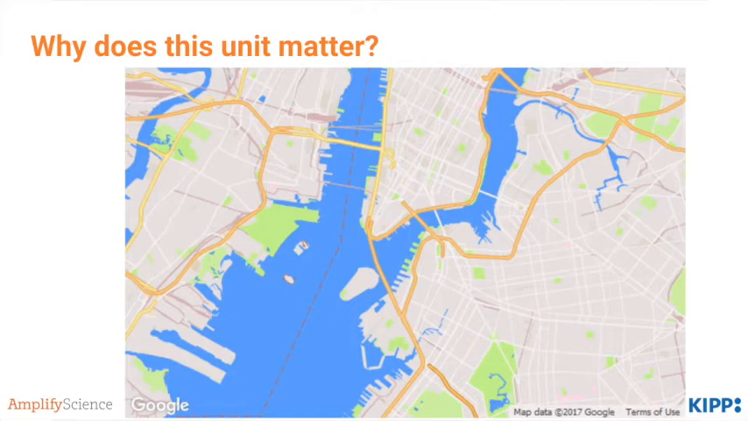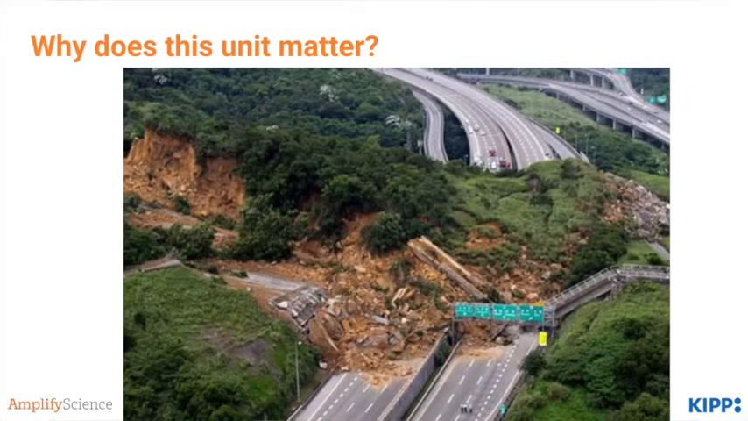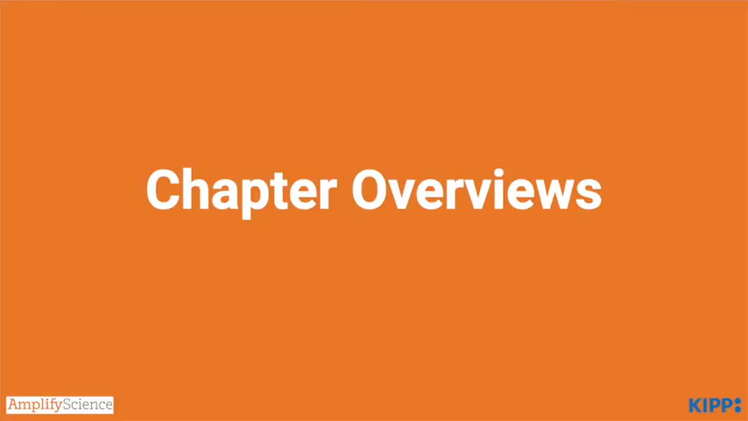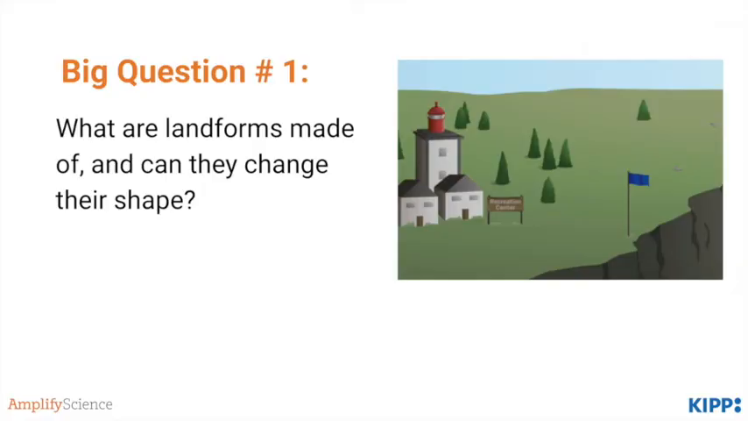Towards the end of the unit, students learn about landslides and other natural disasters that have to do with erosion, and they learn about how engineers mitigate these through ingenious solutions. That brings us to big question number 1. First of all, what is the land made of itself, and can it change its shape? Does that explain why the flagpole appears to be moving?